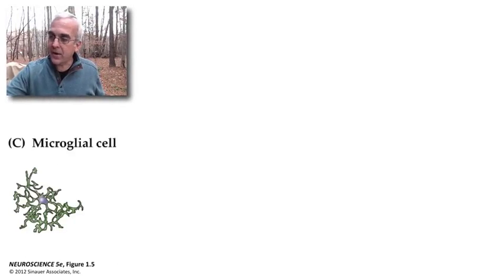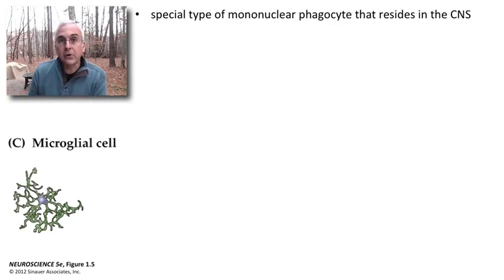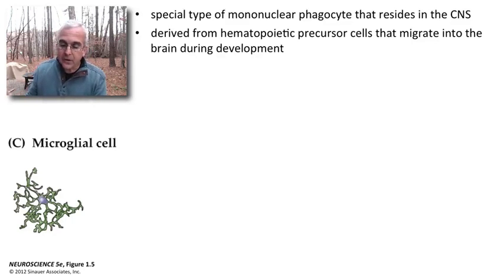Okay, and our third type of glial cell that we'll talk about in this tutorial is called the microglial cell. Now this is a really fascinating cell. It's actually a cell that is a special type of mononuclear phagocyte that resides in the central nervous system, although it's actually derived from hematopoietic precursor cells that migrate into the brain during early embryonic development. So these cells enter the brain and they take up residence in one of two forms.